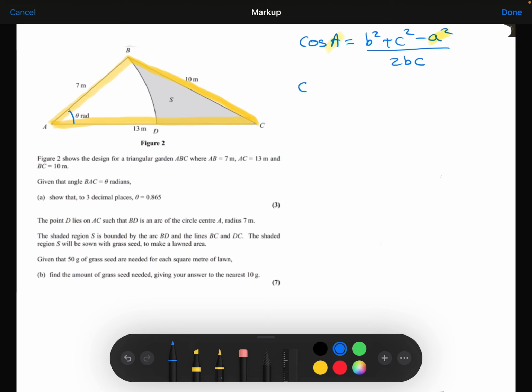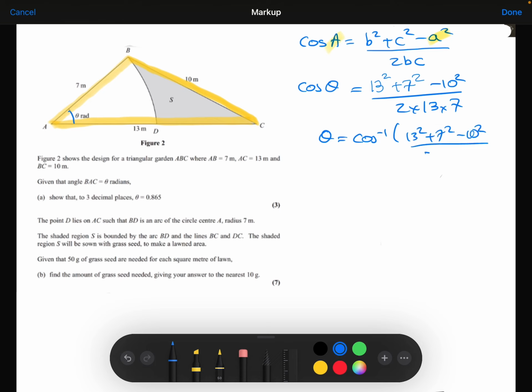So in this case, we will have cos theta. The B and the C can be either the 13 or the 7. It doesn't matter. The A has to be the 10. If we then do cos inverse of all of that, and as long as your calculator is in radians mode, we should find that we get 0.865 radians to 3 decimal places. So that's our answer for part A.